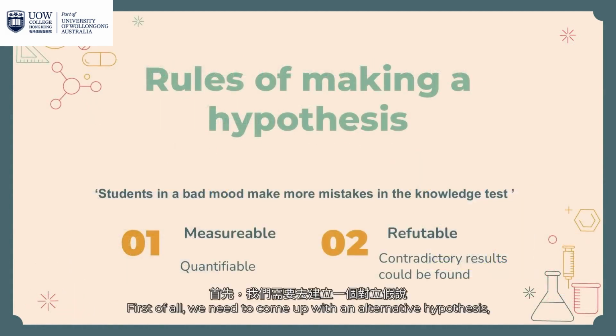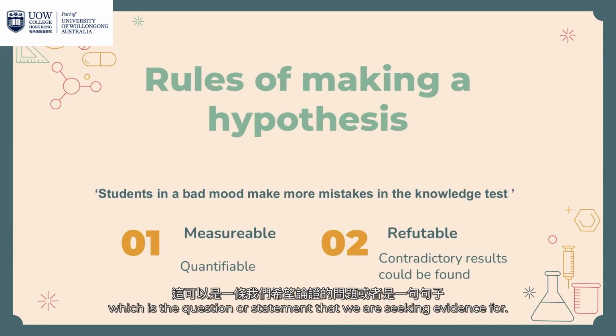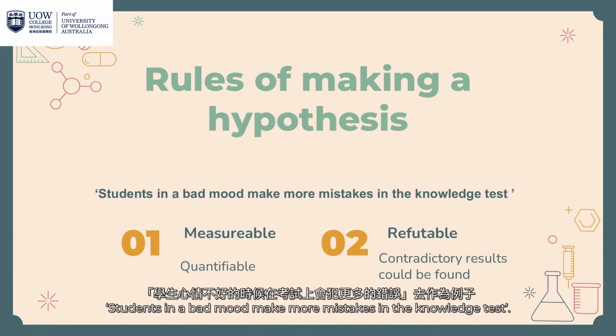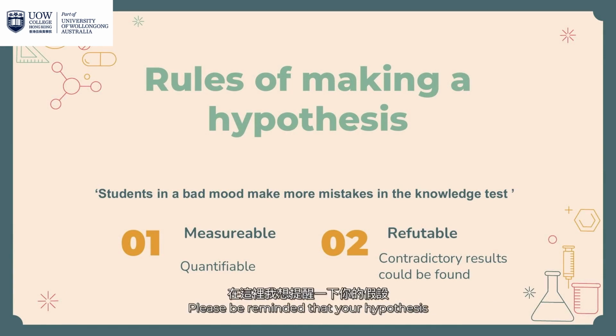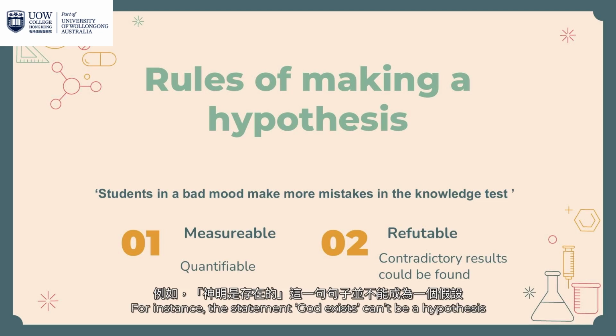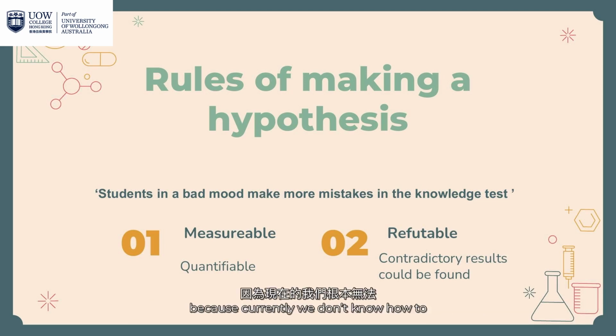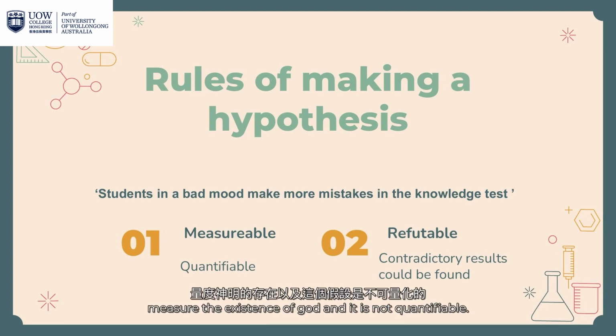First of all, we need to come up with an alternative hypothesis, which is the question or statement that we are seeking evidence for. For example, students in a bad mood make more mistakes in the knowledge test. Please be reminded that your hypothesis should be measurable and refutable, so that contradictory results may be obtained through existing technologies. For instance, the statement "God exists" cannot be a hypothesis because currently we don't know how to measure the existence of God and it is not quantifiable.